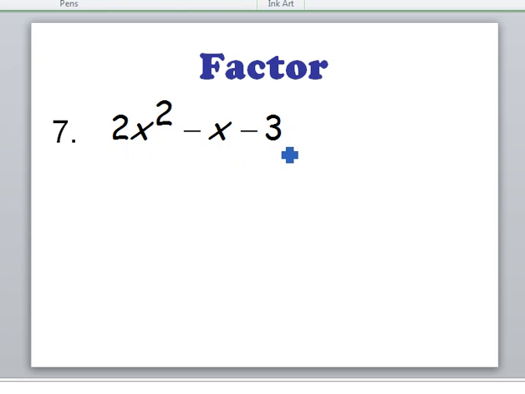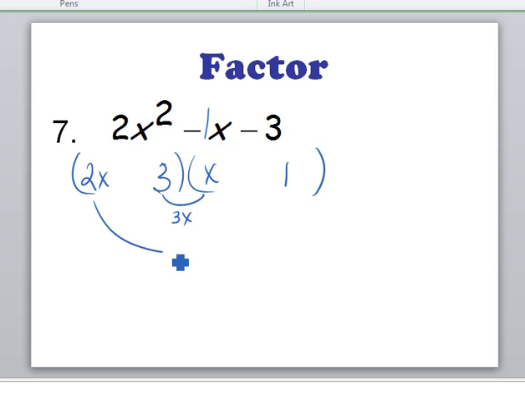There is no greatest common factor on this problem. There's a 2, a 1, and a 3, so all I can do is break this down into 2 sets of parentheses. The only way to get a 2x squared is with a 2x and an x. The only way to get a 3 is with a 3 and a 1. I want to create a negative 1 inside of here, so I have a 3x and a 2x. The only way to create a negative 1 is to have a negative 3 plus a 2. So a minus 3 and a positive 1.